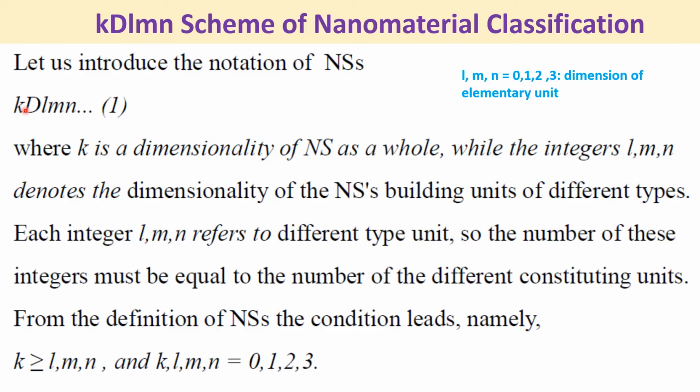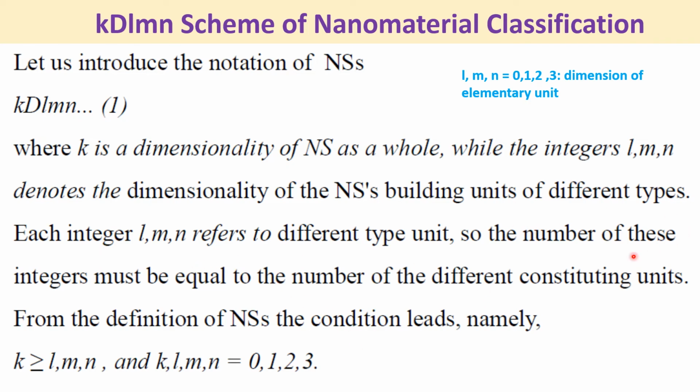This k is the dimension of the nanostructure as a whole. Suppose we are talking about 1 dimension, it will be 1D. For 2 dimensions it will be 2D, for 3 dimensions it will be 3D. Capital D shows the dimensionality, and this k will tell whether it is 1, 2, or 3 dimensions. And l, m, n are the building blocks, meaning that using 0 dimension, 1 dimension, 2 dimension units, we can make 0, 1, 2, 3 dimension materials. And this k should be greater than or equal to l, m and n, and they should all be integers.